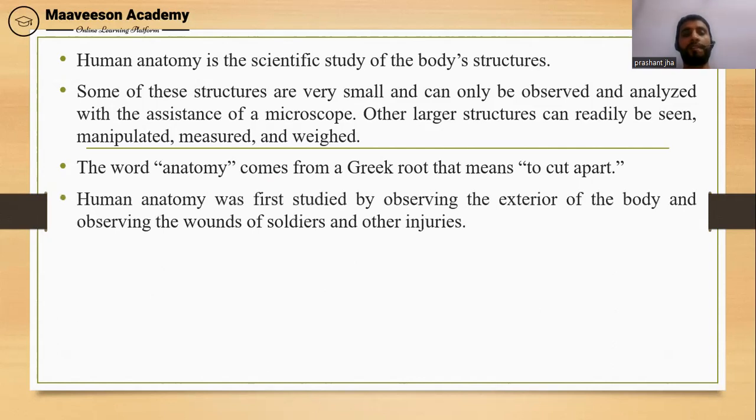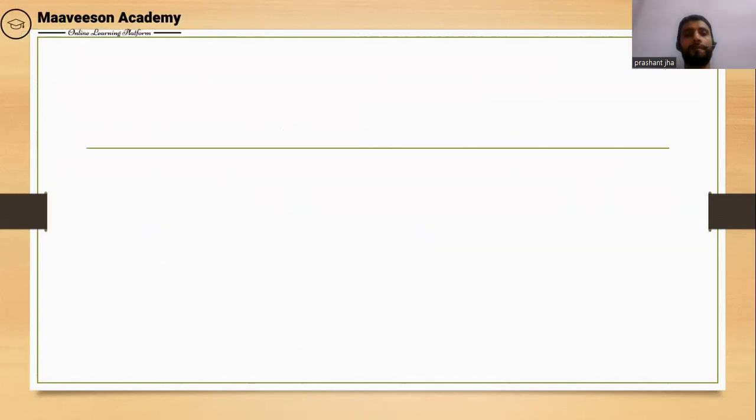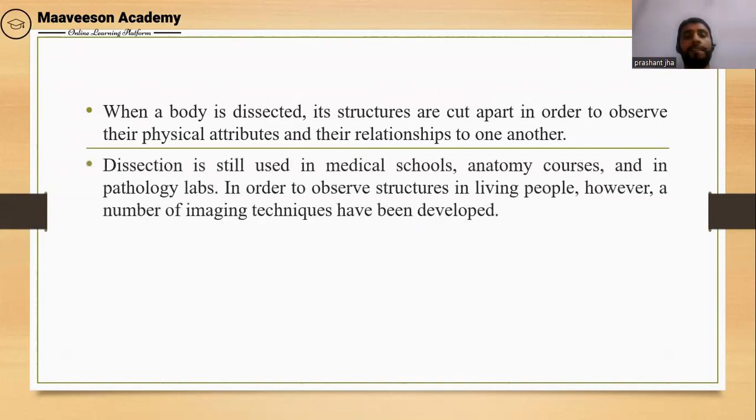Human anatomy was first studied by observing the exterior of the body and observing the wounds and injuries of soldiers. Later, physicians were allowed to dissect the bodies of the dead to augment their knowledge. When the body is dissected, its structures are cut apart in order to observe their physical attributes and their relationship to one another. Dissection is still used in medical schools, anatomy courses, and in pathology labs in order to observe the structures in living people.